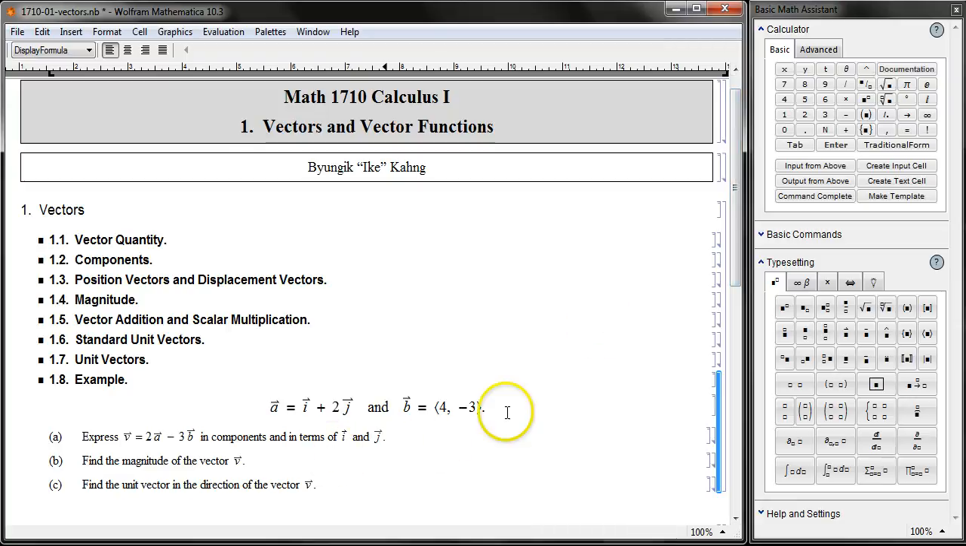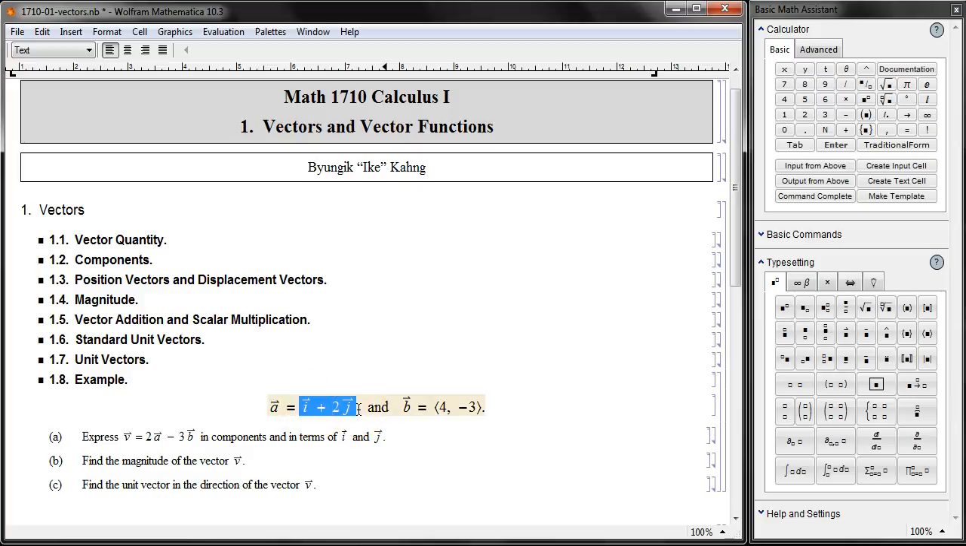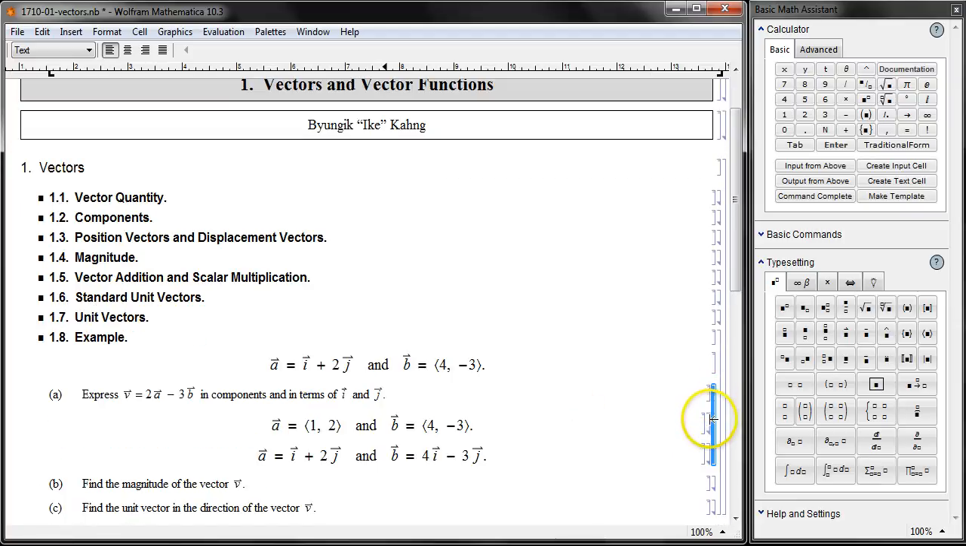Here's an example. v is 2a minus 3b, and express it in components in terms of i and j, where a is i plus 2j, b is <4, -3>. Well, let's do components first. In order to do components first, everything has to be in components, so let's write this one as components. And here we go. a can be written, instead of i plus 2j, as <1, 2>.